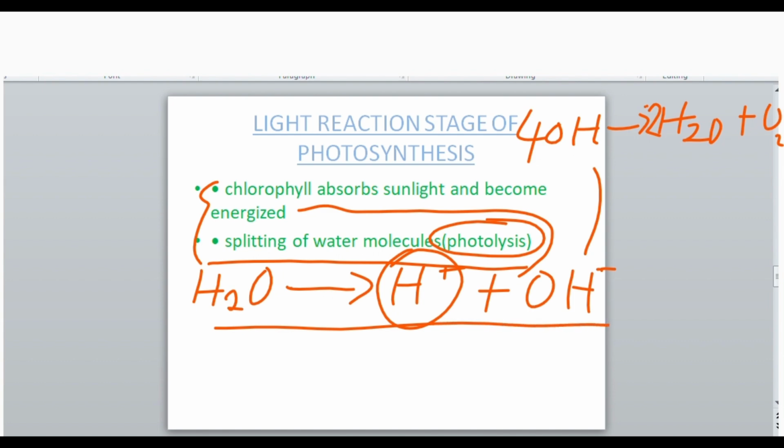So the basic function of the chlorophyll is to absorb sunlight. Then the sunlight is the one that will catalyze the reaction. This is what happens in the light reaction stage of photosynthesis.